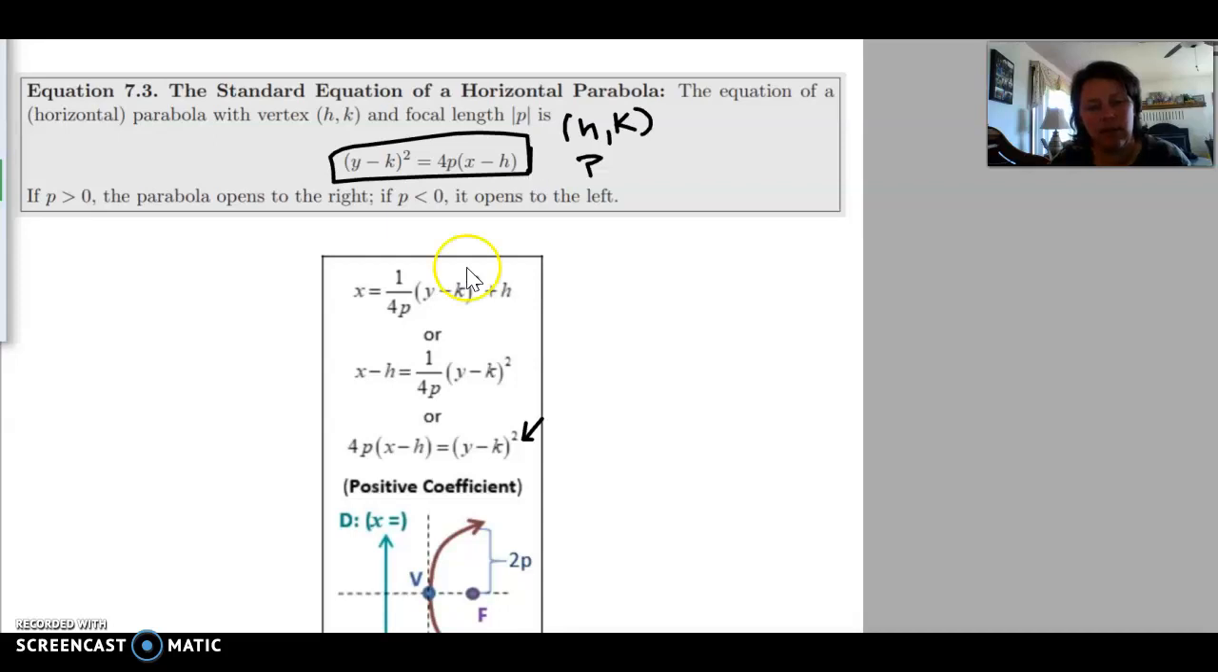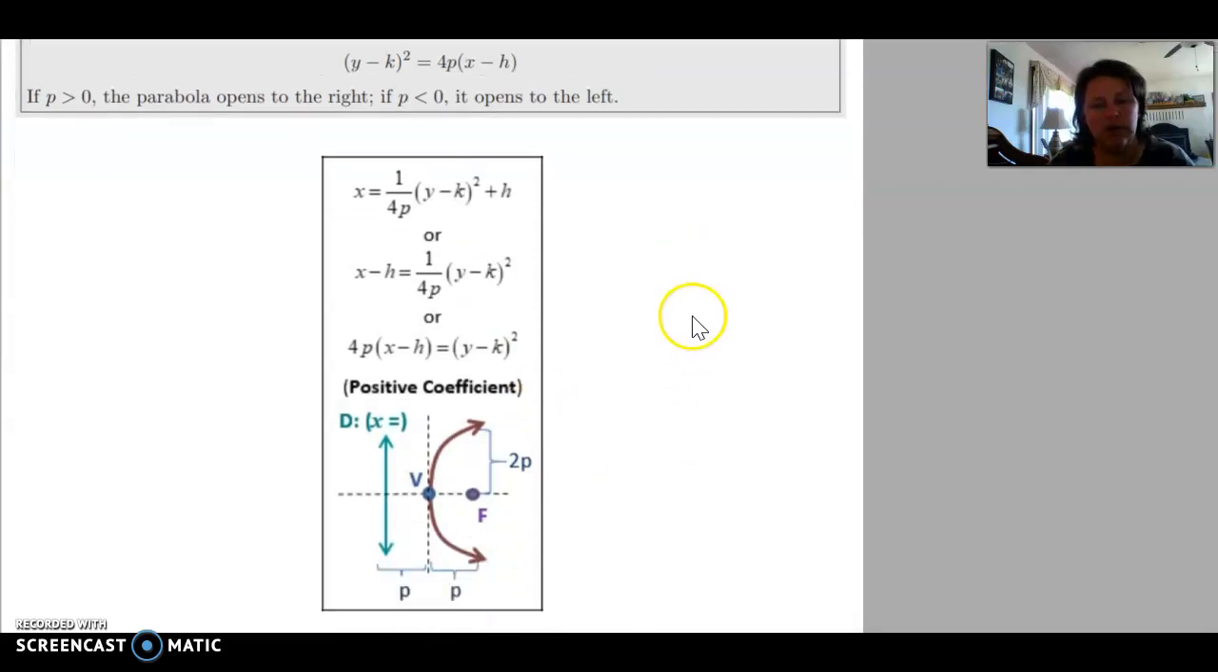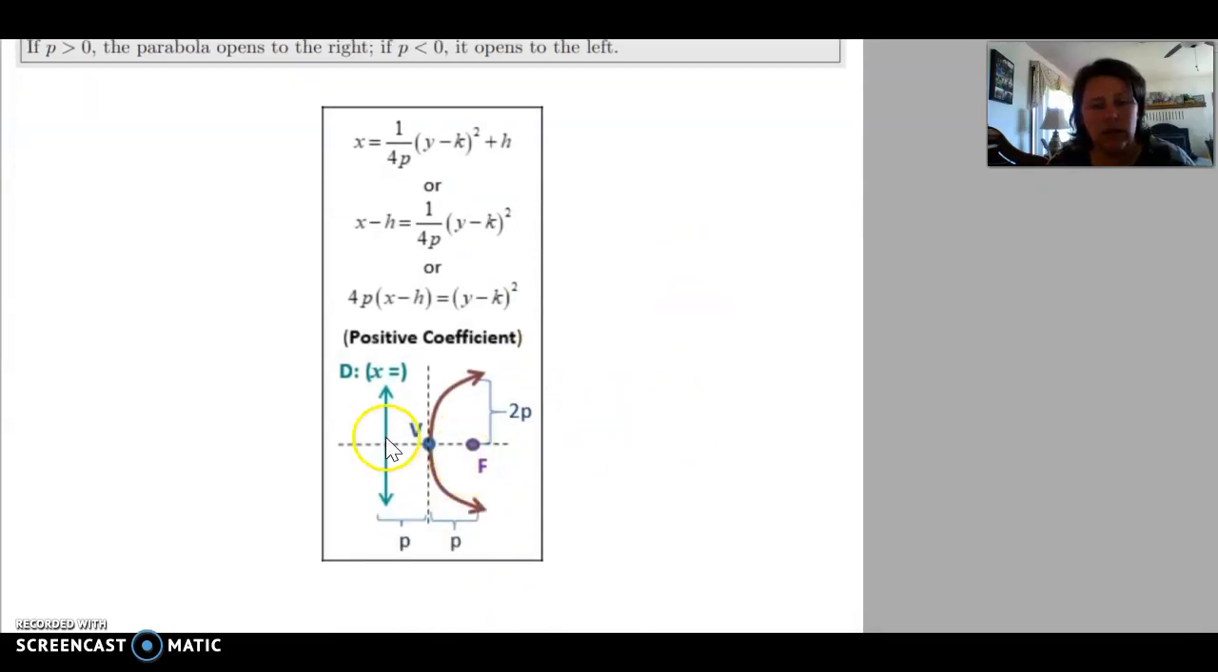Okay, same thing for all of the p-values. All of the p-values are still the same. So a distance of p between the vertex and the directrix, a distance of p between the vertex and the focus, and then a distance of 2p between the focus and a point on the parabola.